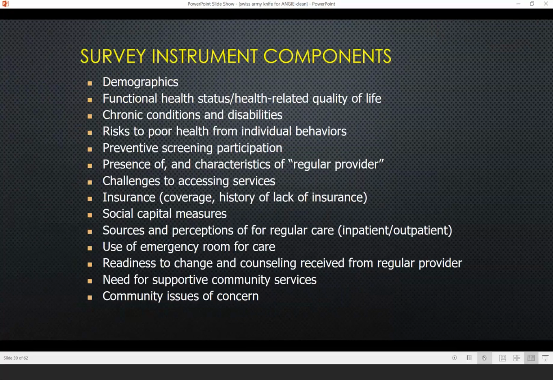Do they use the emergency room for care? How ready are they to make changes? And what are the community issues people perceive? If crime or racism or lack of places to exercise are perceived as community issues, you have a lot more resources to draw on, rather than just the fact that you can say, well, a lot of people are obese in this community, they should be exercising.